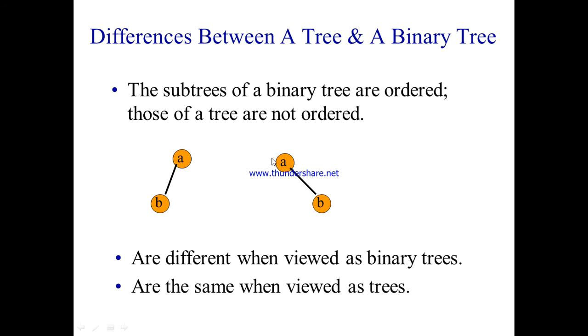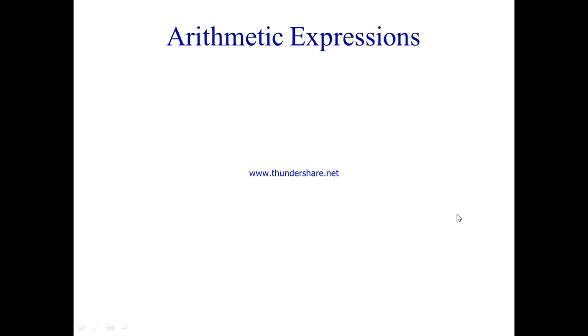So when you are taking a tree, these two are the same. But when you are taking binary trees, these two are what? Different. So that is the point you need to understand. Okay, so now where are we going to use these binary trees?